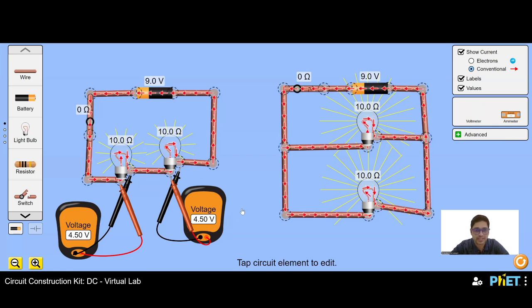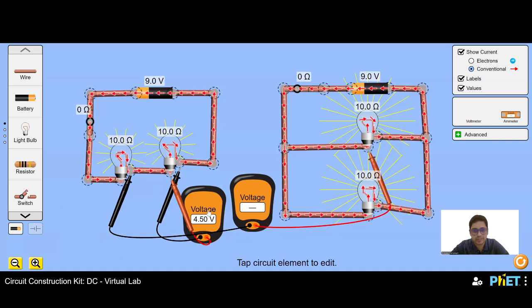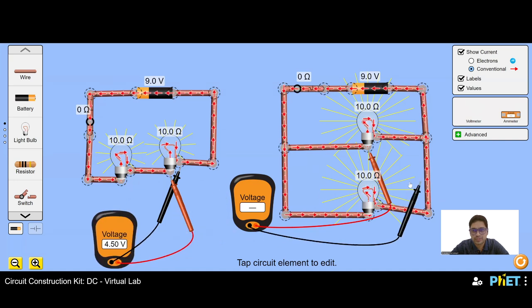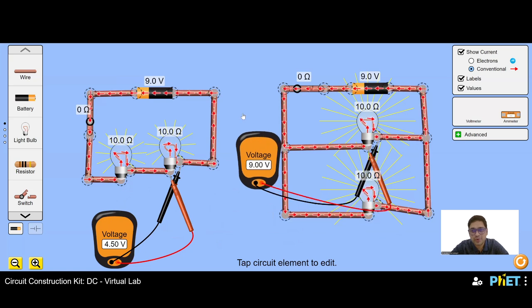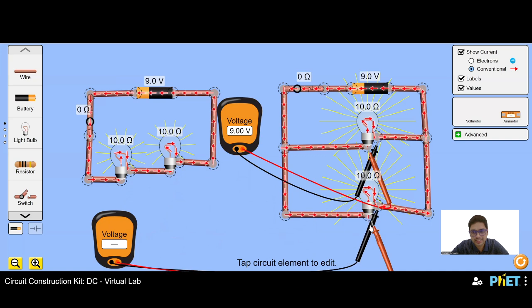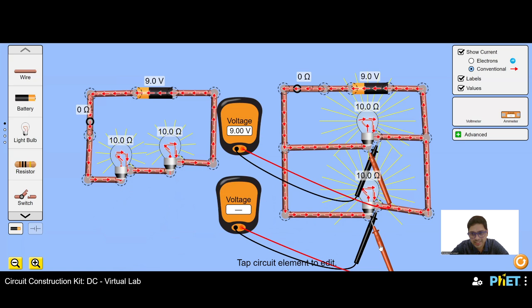Let's see. I want to use the same one. Oh, what did I do? Okay. Go there. Positive and negative there. See, this is 9 volts. This is 9 volts. Let's see. Let me see there. Why is it not showing anything? I didn't connect it properly.